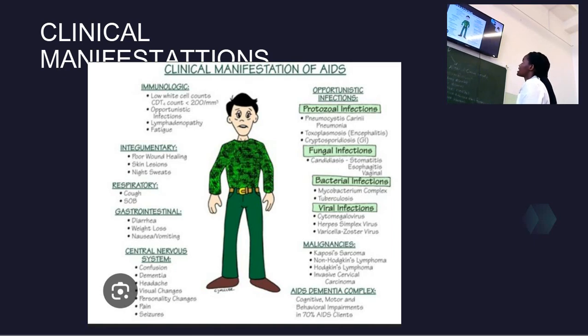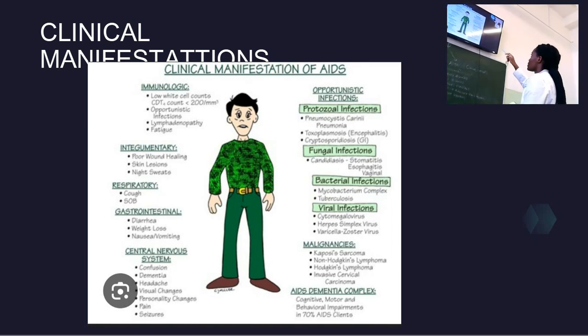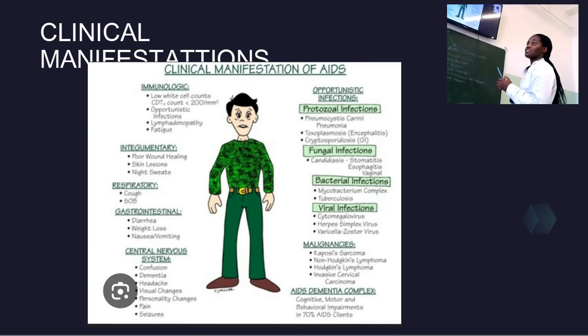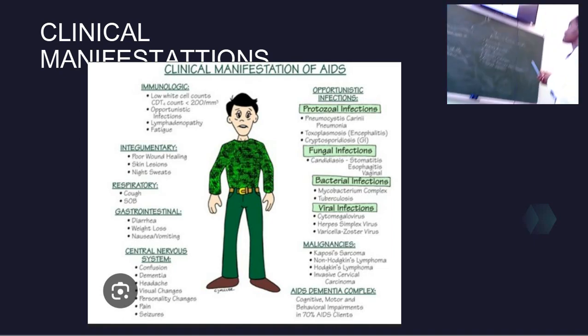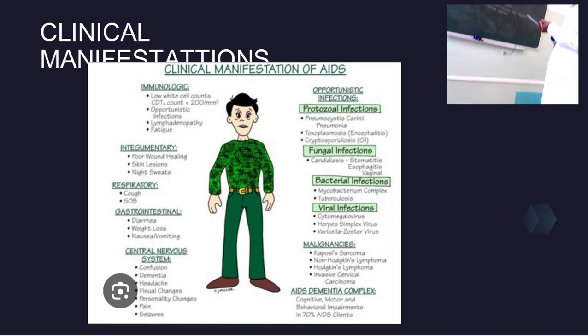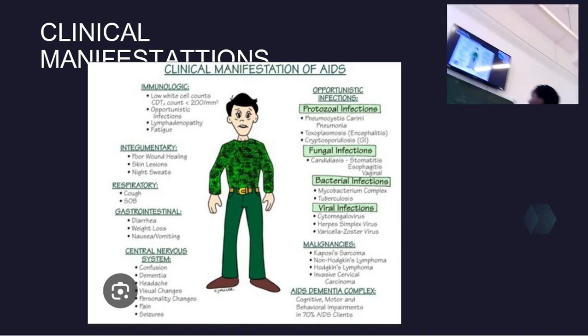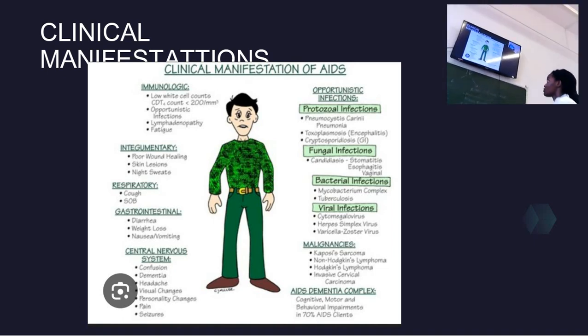Opportunistic infections, lymphadenopathy, fatigue. And then we have integumentary, where there's poor wound healing, skin lesions, night sweats. And then we have respiratory, where we have cough and SOB.